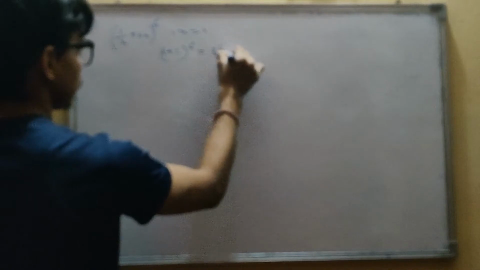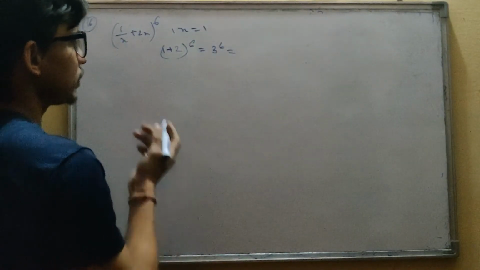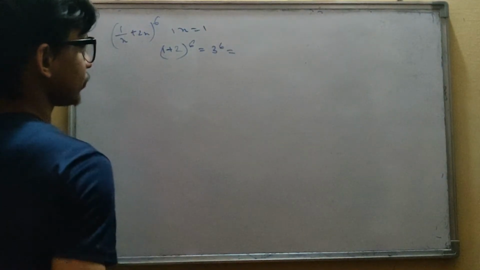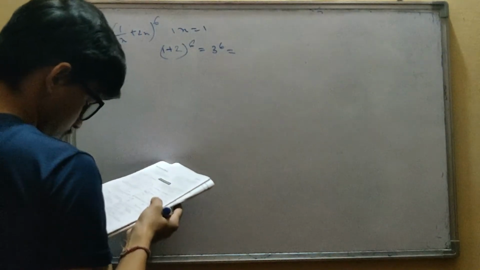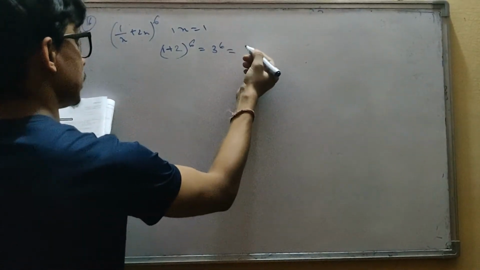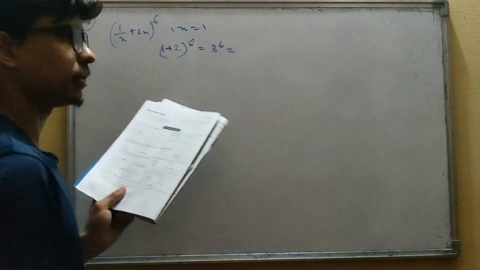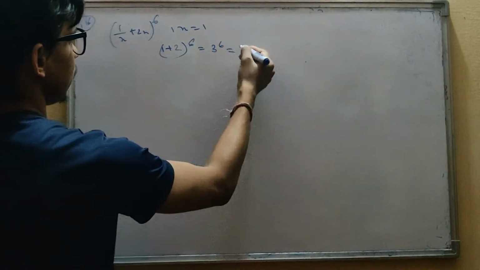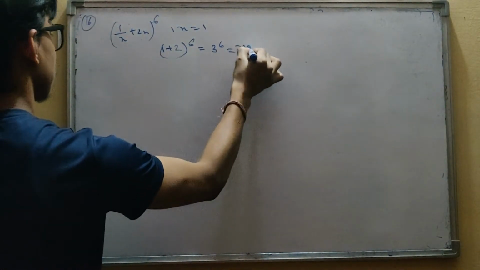If you put x equals to 1, you get 1 plus 2, which is 3, so 3 to the power 6. So what is 3 to the power 6? I guess it is 729, maybe. You know that 3 to the power 6 is 3 3s are 9, 9 3s are 27, 81, 81 9s are 729. Yes, it is, right?